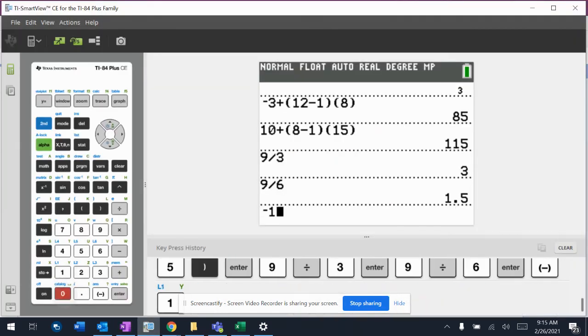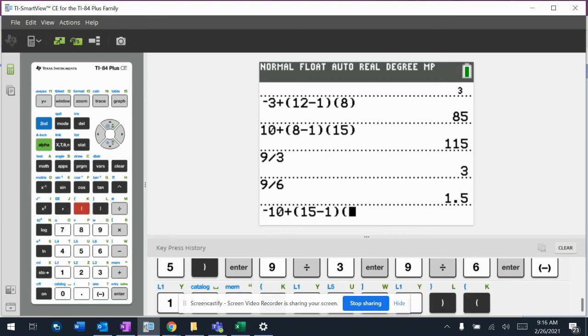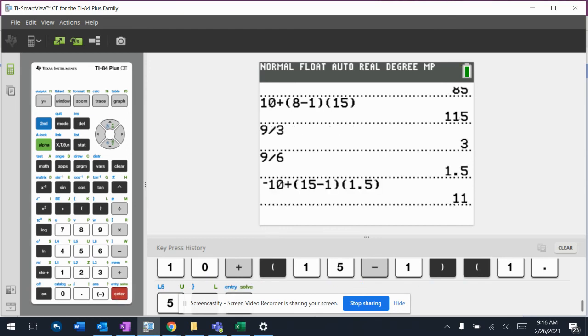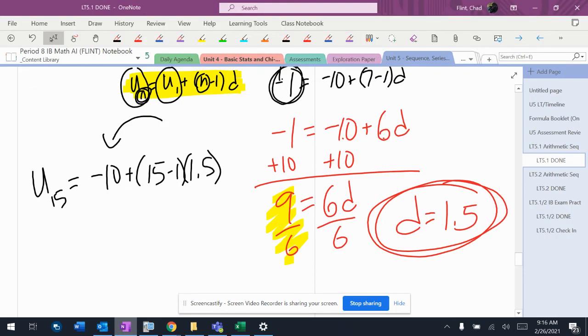So I've got negative 10 plus 15 minus 1 times 1.5, which is 11.